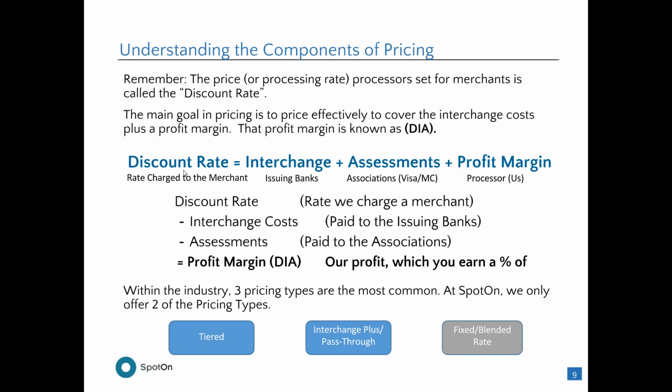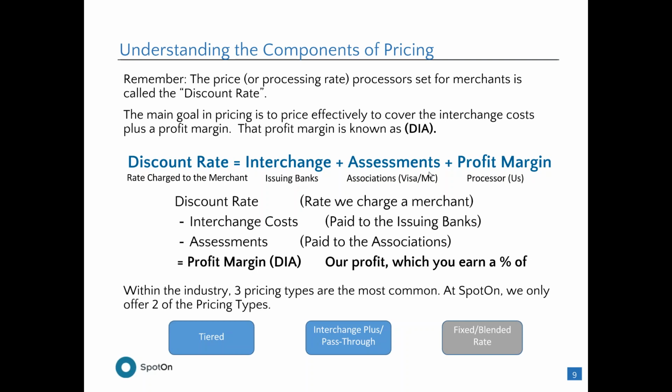The discount rate, as I mentioned, this is the rate that's charged to the merchant for their processing, is made up of interchange costs, assessment costs, and profit margin. Helpful way to think about where everything fits into the picture. Interchange costs, I, go to the issuing banks, I. Assessments, A, go to the associations, A. And profit margin, P, goes to the processor, P.